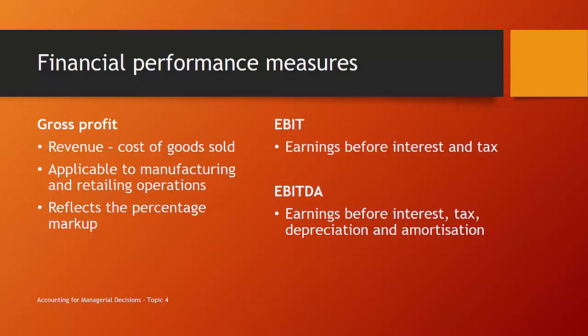EBITDA is earnings before interest, tax, depreciation, and amortization. So it's EBIT, but stripping out depreciation expense and amortization expense. This gets a lot closer to, and I'm using this loosely, underlying cash flows. I'm using that term loosely for a good reason, which we'll get to, but a lot of people don't trust accounting numbers. They don't trust depreciation. They don't trust amortization. So they strip those out to give you EBITDA.